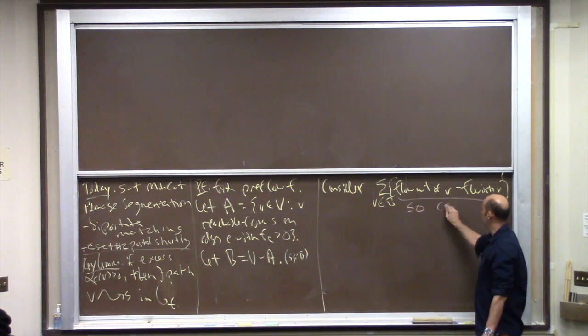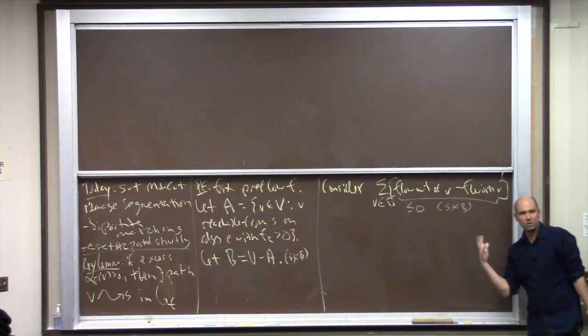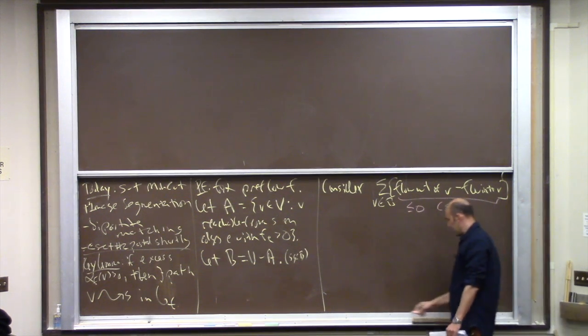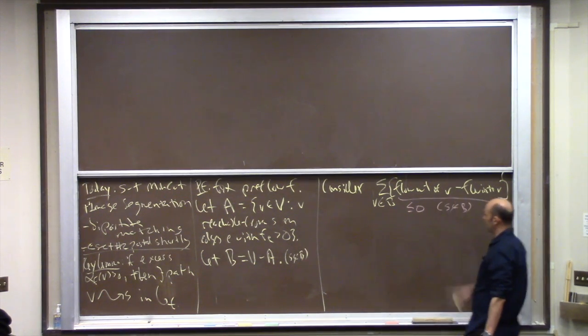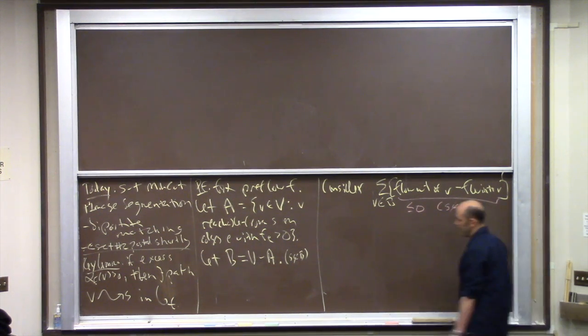I'm using the fact here that S is not a member of B. Okay, so in a pre-flow, the source is the one vertex which is allowed to have more flow going out than coming in. Okay? All right, so now, like in lecture number 2, what we want to do is think about this sum in a different way, not as a sum over vertices, but as a sum over edges.